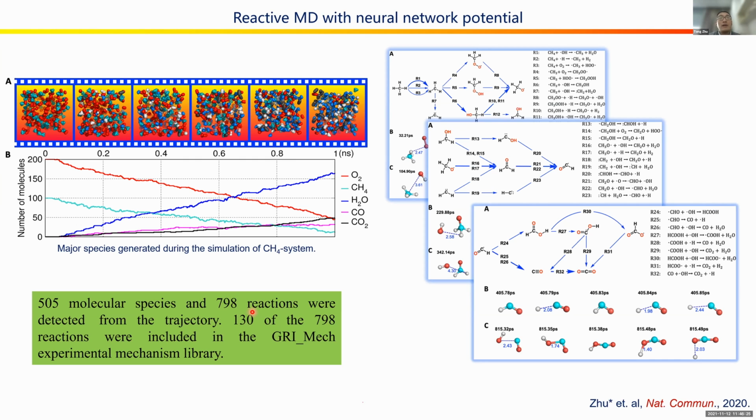And from the trajectory, we can analyze every single reaction. So, for example, from the methane to some intermediate molecules such as formaldehyde, and then finally to carbon dioxide. And these 32 main reactions are consistent with the experiment.